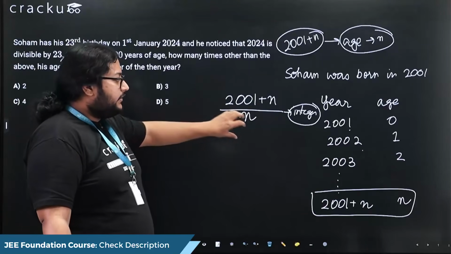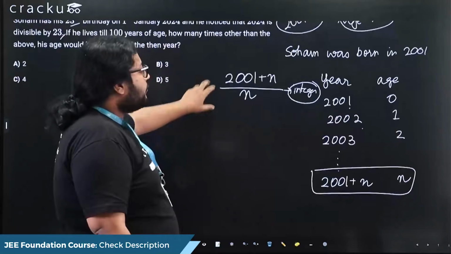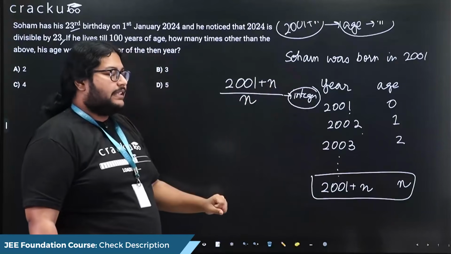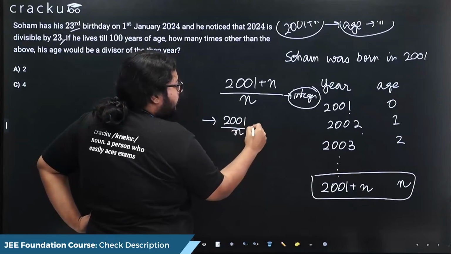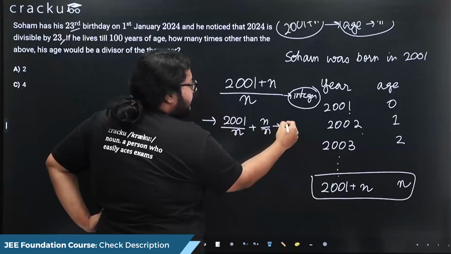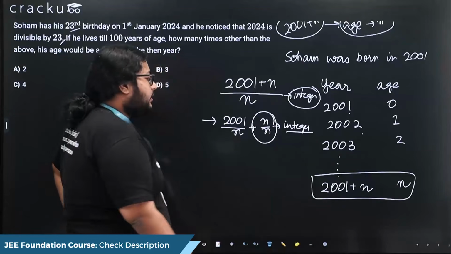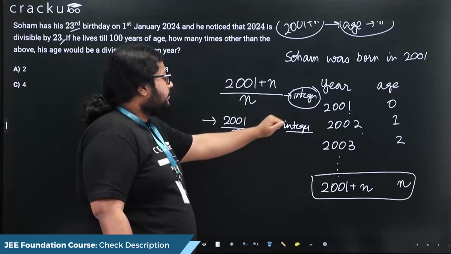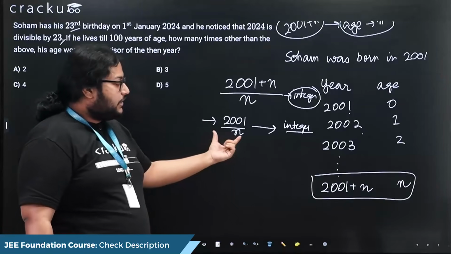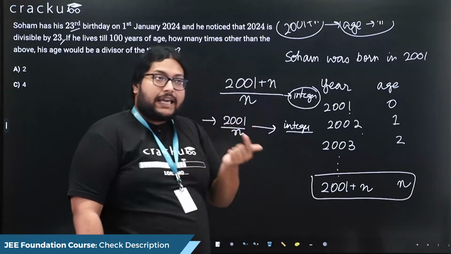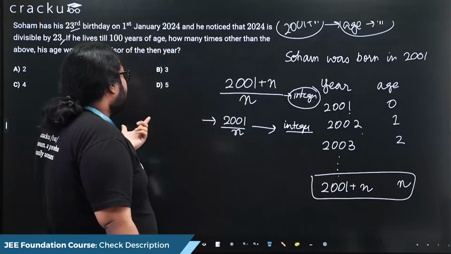Whatever the year is, divided by his age, that should be divisible, as in that should give me an integer. Now if you consider this expression 2001 plus n, I can simplify it and write 2001 by n plus n by n. This should give me an integer. Now n by n is definitely an integer. So essentially my problem reduces to 2001 by n should give me an integer. So I basically need to find all the values of n by which 2001 by n gives me an integer value. We need to factorize 2001.